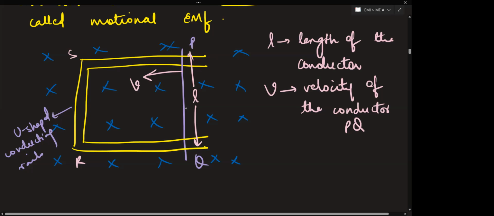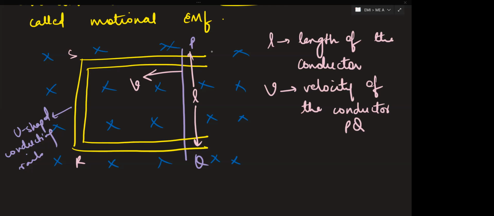As the conductor slides towards the left, the area of the rectangular loop decreases. And since the magnetic field lines are decreasing, the associated magnetic flux will also decrease. If the magnetic flux decreases, we'll have induced EMF. And since it is coming because of the motion of this conductor, we call it the motional EMF. So V is the velocity of it.